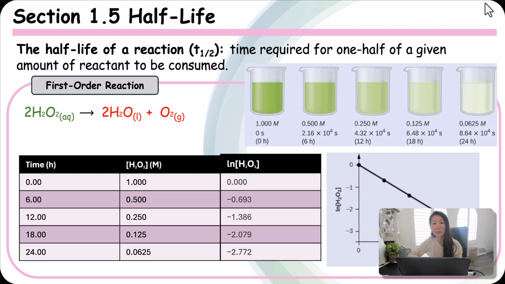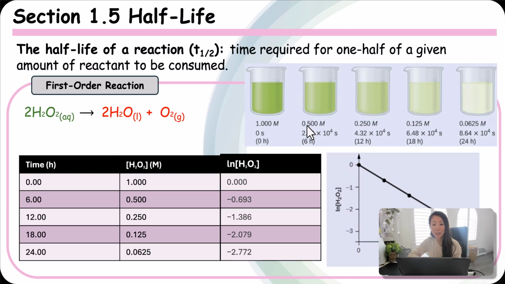In this video, we'll cover half-life. Half-life of a reaction refers to the time it requires for a concentration of reactant to reduce by half. And as shown in this image here, you see there's 1 molarity of, say, hydrogen peroxide, H2O2. As time passed, it has reduced to half, 0.500 molarity.